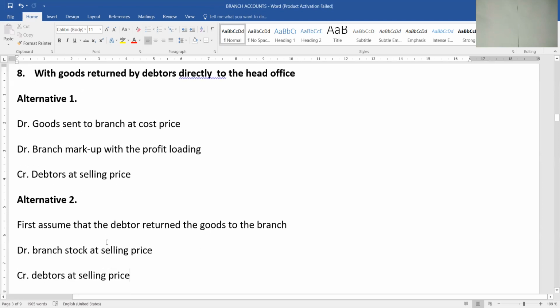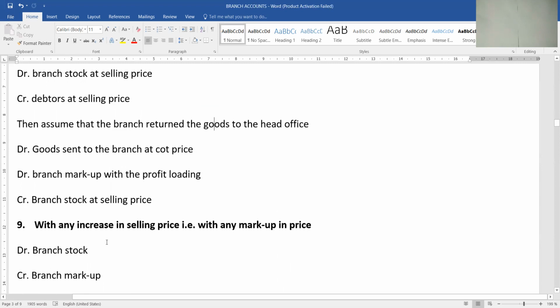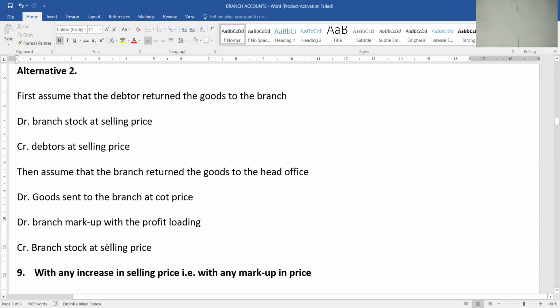Then alternative two, you first assume that the debtors returned the goods to the branch. So you debit branch stock at selling price, credit debtors at selling price, then assume that the branch returns the goods to the head office. So debit goods sent to the branch at cost price, then debit branch markup with the profit loading, then you credit branch stock at selling price.